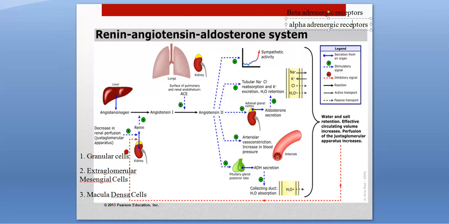If epinephrine binds to the alpha adrenergic receptors, those are on the smooth muscle of the arterioles, and that will cause an increase in vasoconstriction and hence a decrease in the blood vessel's diameter, leading to an increase in peripheral resistance and blood pressure.